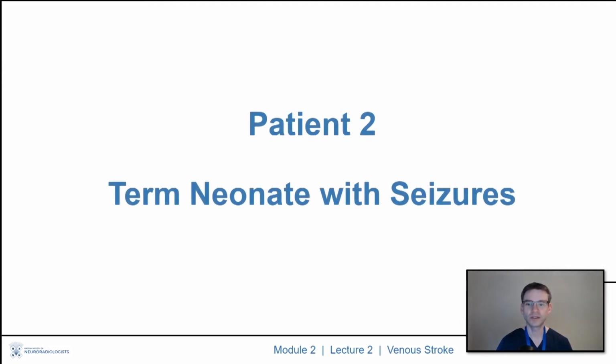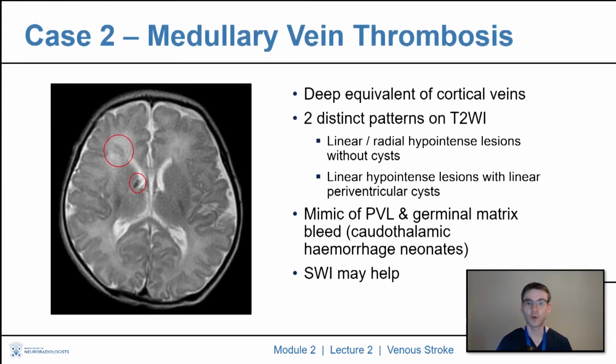So patient 2 that we looked at was a term neonate with seizures. On the MR images, there was a little bit of hemorrhage near the caudothalamic groove, so potentially a mimic of germinal matrix hemorrhage, although this is a term infant. We also saw these linear branching hypointensities on T2 representing thrombus within the draining medullary veins. So this is the deep equivalent of cortical vein thrombus.